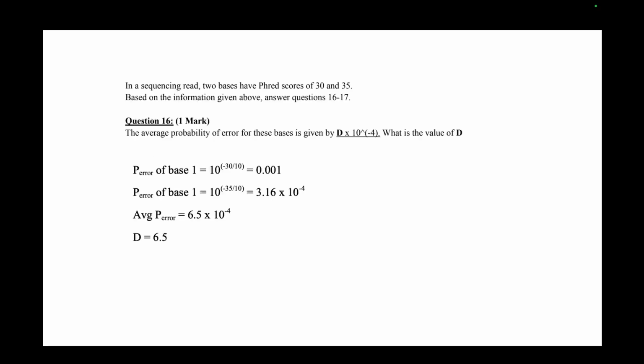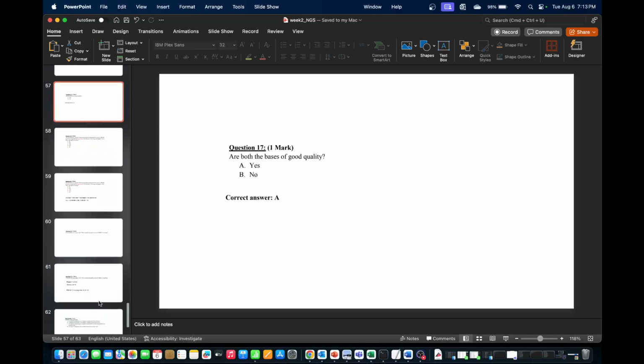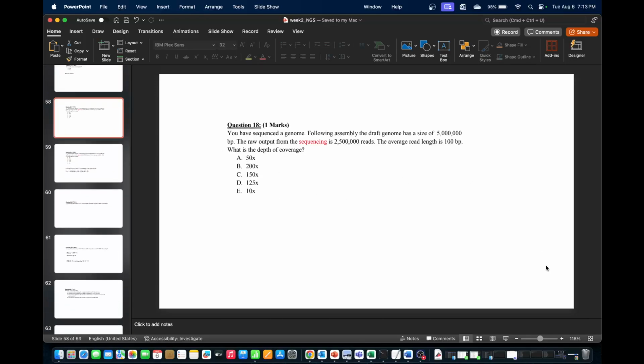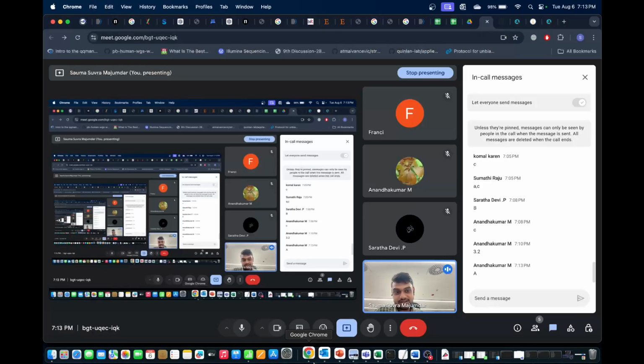Are both the bases good quality? Check the values again, 30 and 35. Are they good quality? The answer is yes, they are, because 30 and 35 are actually very good qualities.